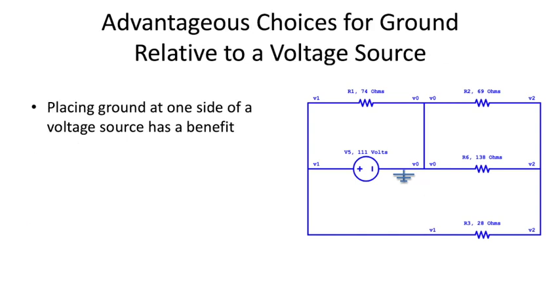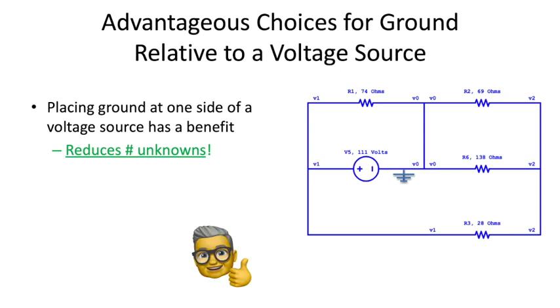So there are advantageous choices for locating ground relative to a voltage source. If we place ground at one side of the voltage source, this has a very nice benefit for us. It reduces the number of unknowns. Everybody likes that.